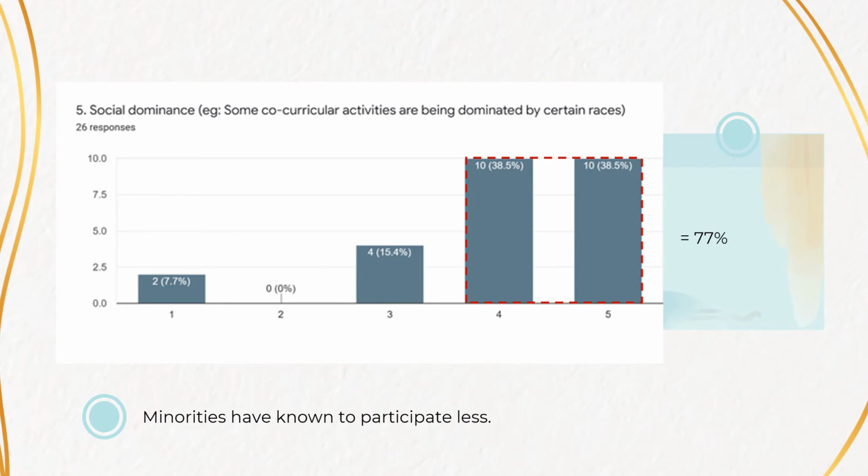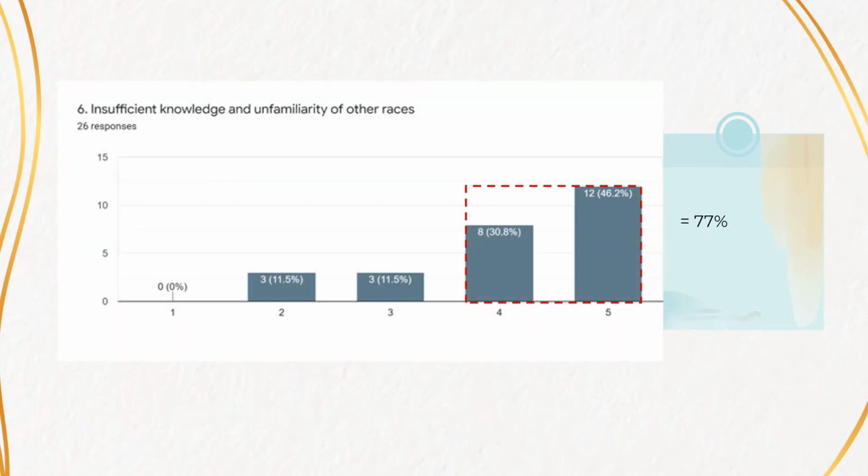By a wide margin of difference, it is apparent here that the majority of our respondents believe that racism in school is a byproduct of social dominance. Social dominance of one race is a known reason for lesser participation of minorities in a society, and is evident in a lot of research. Despite being a country known as a melting pot of culture, it is evident here that 77% of the respondents consider insufficient knowledge and unfamiliarity with other races as part of the reason why racism occurs.